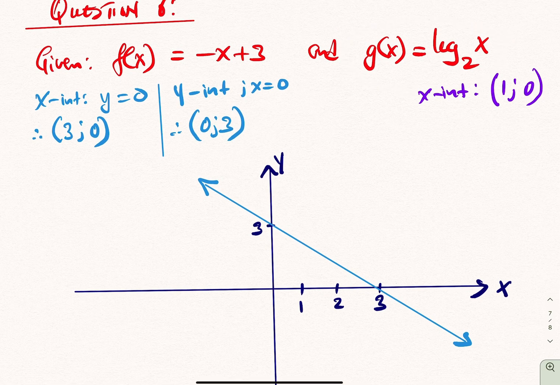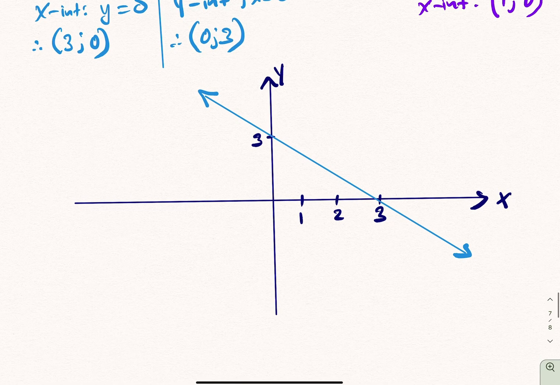You also need to graph this one. Like I said, it's a parent graph, so it's going to pass through 1. Then let me use this color here. This is how the log graph behaves. So you're going to have that.